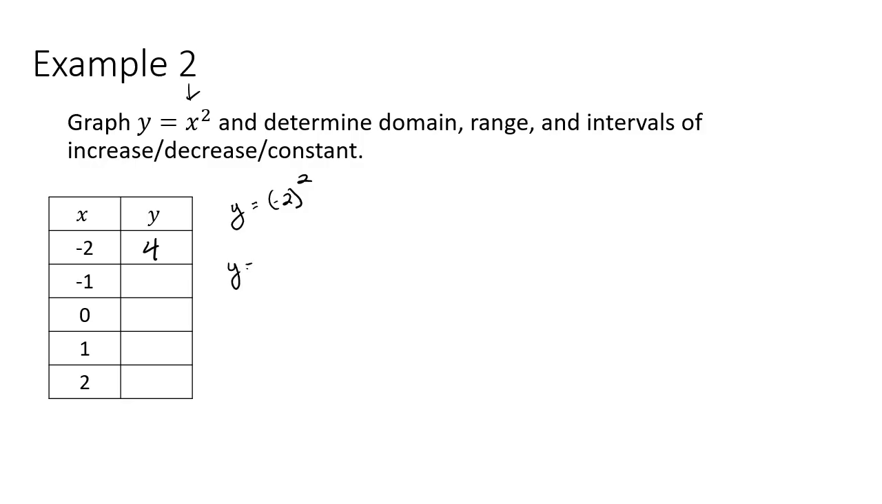Similarly, if we plugged in -1, we would have y is equal to -1 squared, which would be +1. If we plugged in 0 for x, we would get 0 squared, or 0. If we plugged in 1 for x, we would get 1 squared, or 1. And if we plug in 2 for x, we would get 2 squared, or 4. And so let's do a rough sketch.